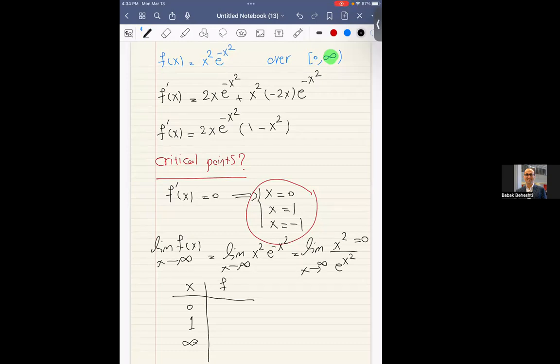So f of x, what is f of 0? f of 0 is 0. What is f of 1? It is 1 times e to the power -1, which is 1 over e. And f of infinity, as I just said, is 0. So that means 0 is the minimum. 1 over e is the max. Okay?